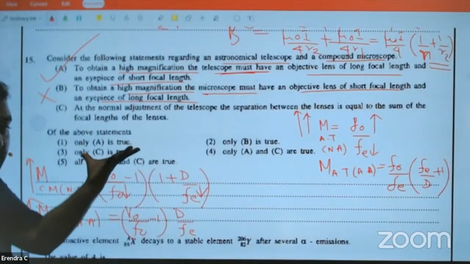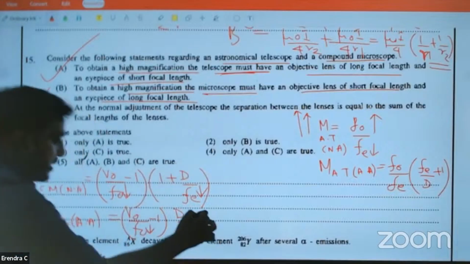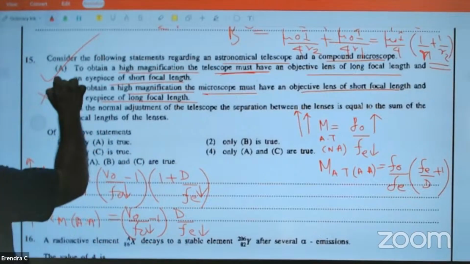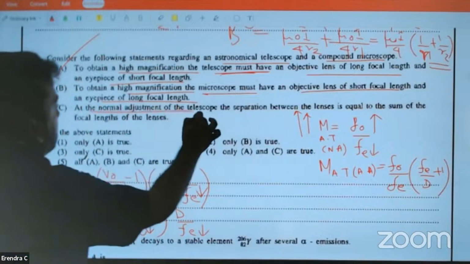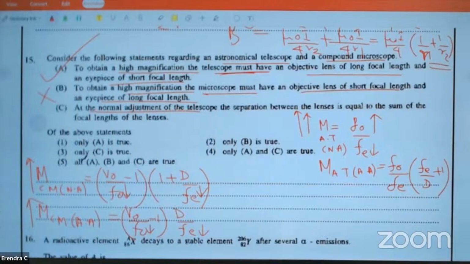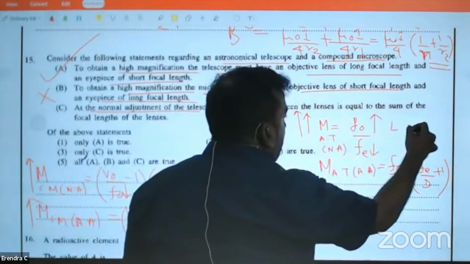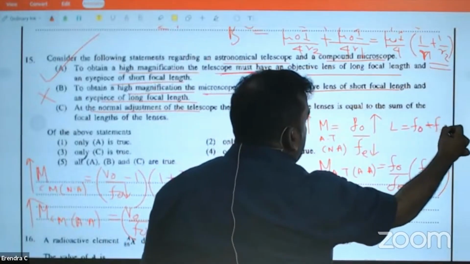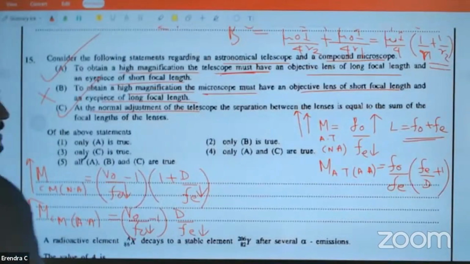Then only this value increases. This should also reduce. Both should be small, so B is wrong. At normal adjustment, the separation of the telescope is equal to the sum. Correct. Normal adjustment length of the telescope is F0 plus Fe. So C is correct. A and C is correct means answer number 4.